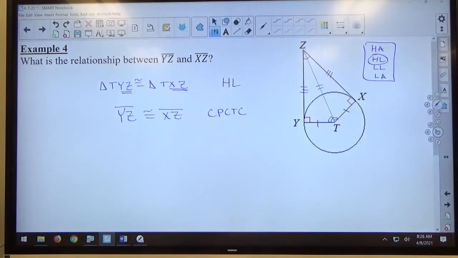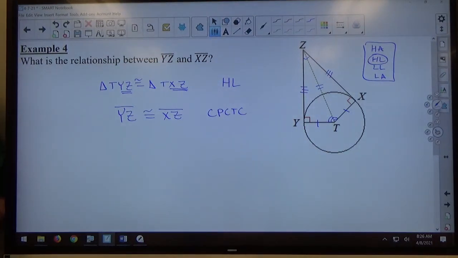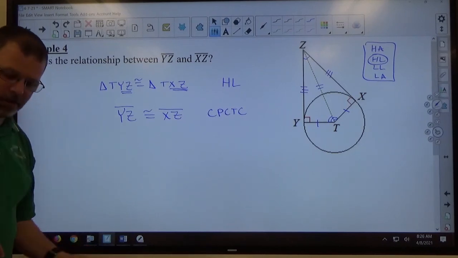So again, that just leads us to a few properties about circles with tangents that we might be able to use to write a proof or possibly to solve a problem involving circles and tangents. So keep those properties in mind as we go forward.